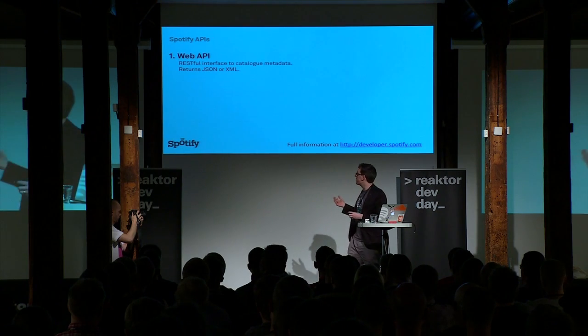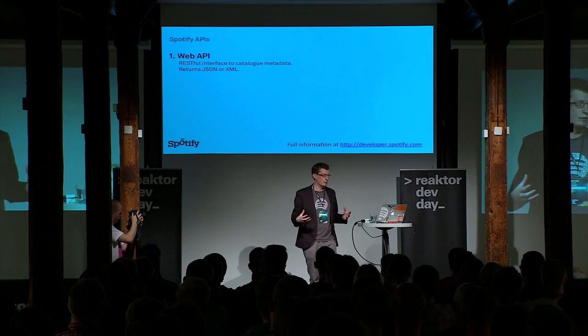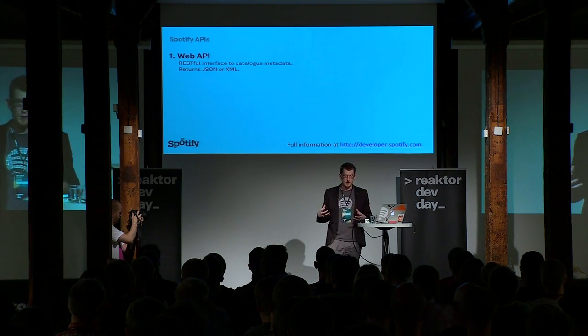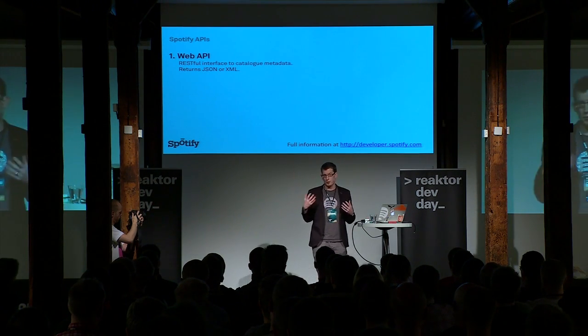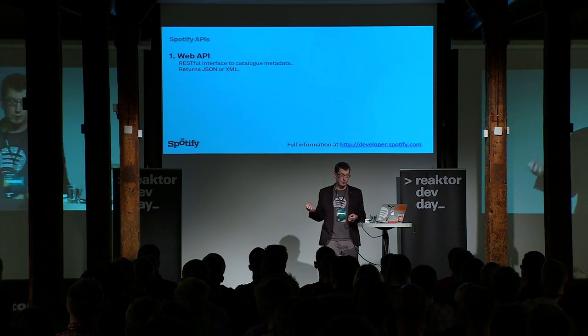First one is the web API. It's a RESTful interface into all of our catalog's metadata. Very, very simple to use. It returns JSON or XML, and you can use it to get information about anything. That's actually the one that SpotBot used.